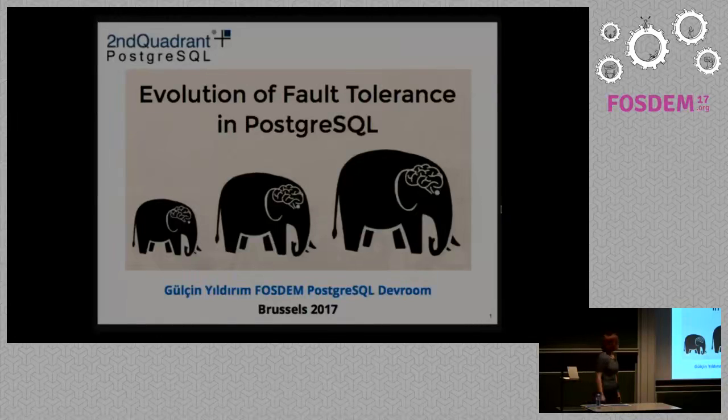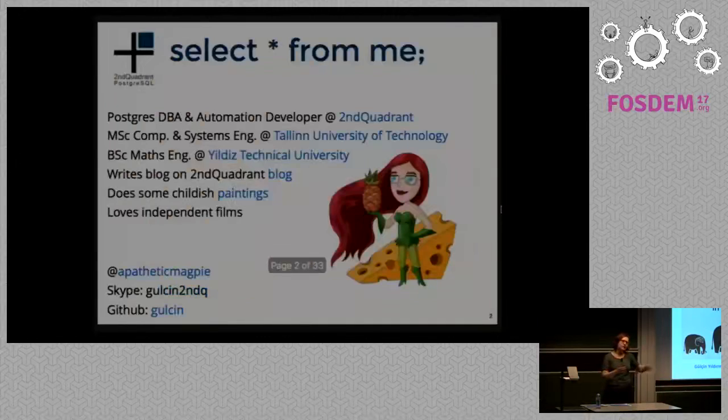Yes. Okay, thank you. And as Christoph mentioned, I will talk about the evolution of fault tolerance in PostgreSQL. I want to picture how we evolved in terms of dependability and fault tolerance by describing the features, the mechanisms, and all the features that are supporting and tightly connected with fault tolerance.